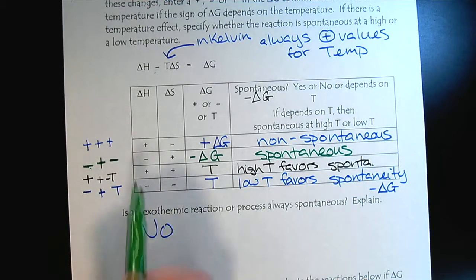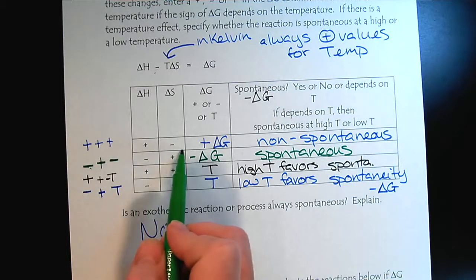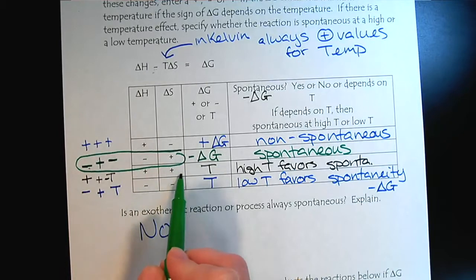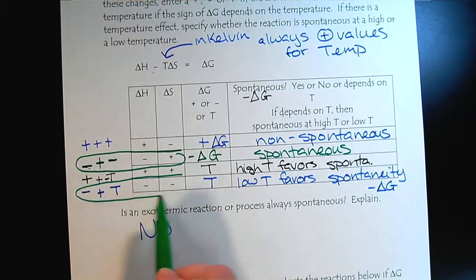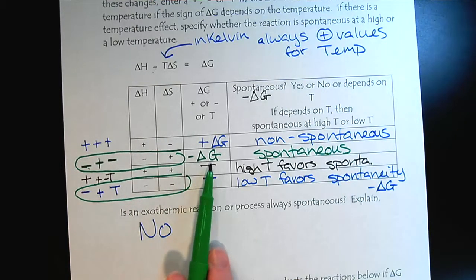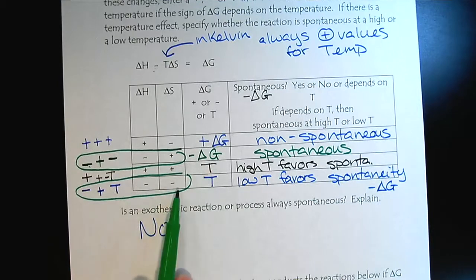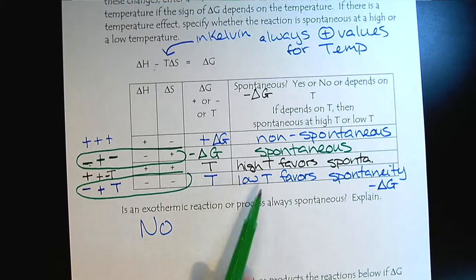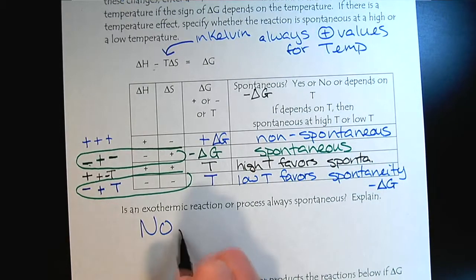Here are our two exothermics. We have exothermic here and exothermic here, because we have the negative delta H. So notice, in one case it is spontaneous, but in the other case, no. We'd have to have low temperature. So explaining this, no.